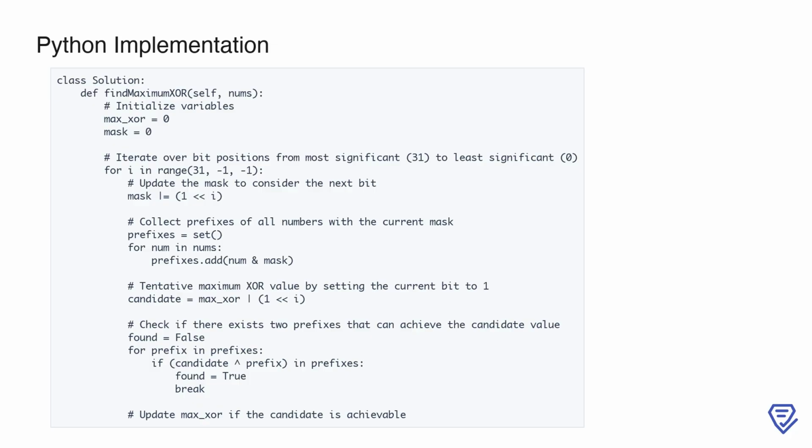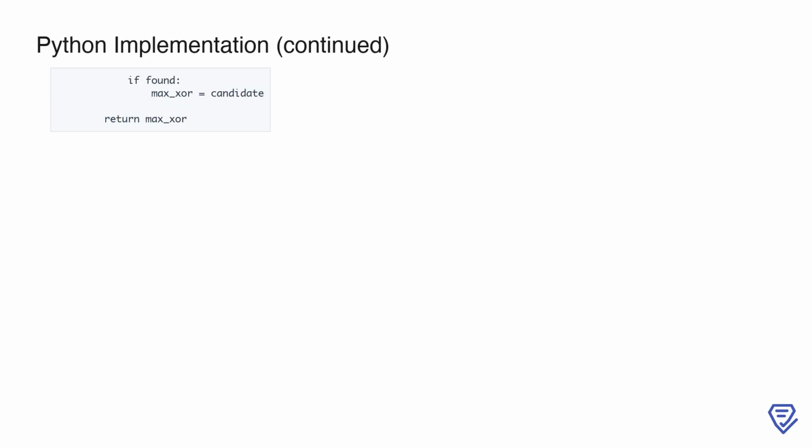Next, we calculate a tentative maximum XOR value by setting the current bit in max_XOR to 1. At this point, we need to determine if this candidate value is achievable by checking if there exist two prefixes in the set whose XOR equals the candidate. If such prefixes are found, it means the candidate XOR value is achievable, so we update max_XOR to this new value. By iterating through all the bit positions in this way, the algorithm ensures that we are always building the maximum possible XOR value one bit at a time.